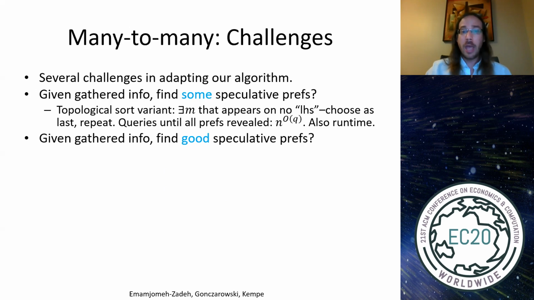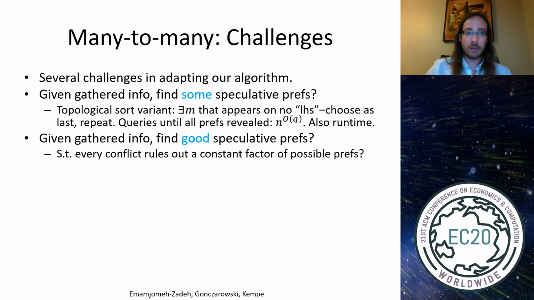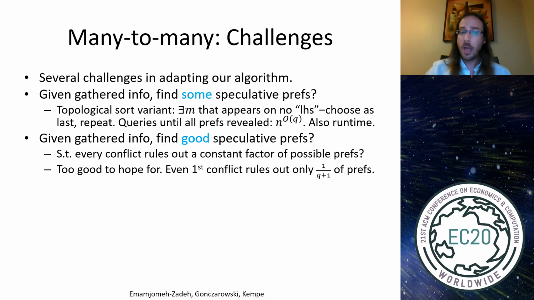Much like earlier, can we find good speculative preferences? Ideally, we would have wanted speculative preferences such that every conflict rules out a constant factor of the possible preferences, like we had before. This is too good to hope for. You can check that even the first conflict rules out only 1 over q plus 1 of the preferences. That's less than a constant fraction. So ideally, we would shoot for 1 over q. We don't know how to prove that.